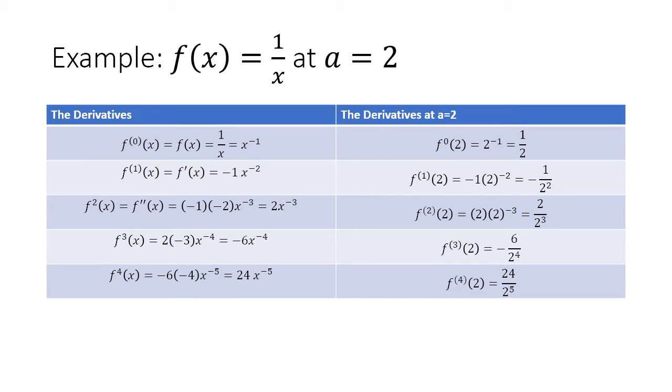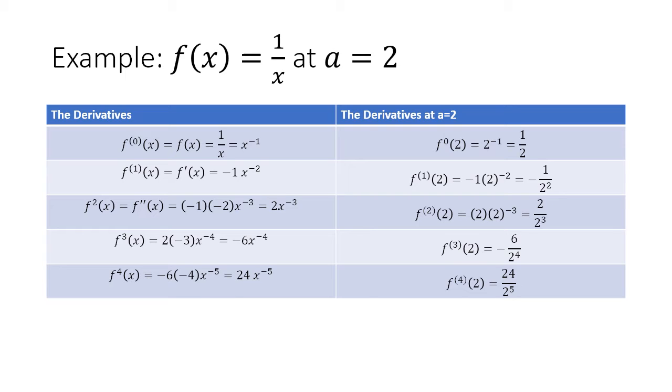So in order to figure out the Taylor series of f of x equal to 1 over x at a equals 2, I need to calculate a bunch of derivatives. Every term in the Taylor series requires the next derivative. So I simply find the 0th derivative of the function, which is just f of x. But I'm going to go ahead and write it as x to the negative 1 because I need it to be in a form that's nice to differentiate. And I continue taking derivatives.